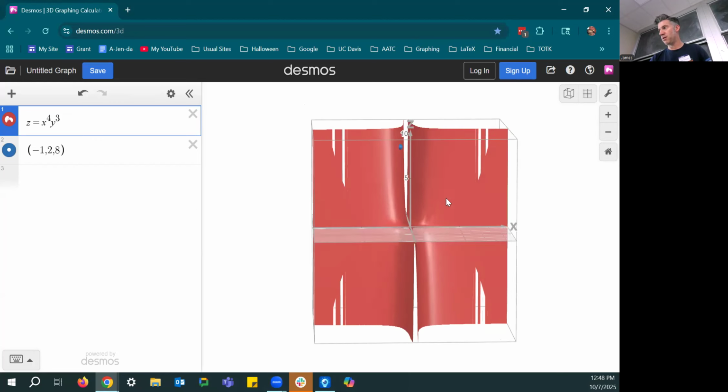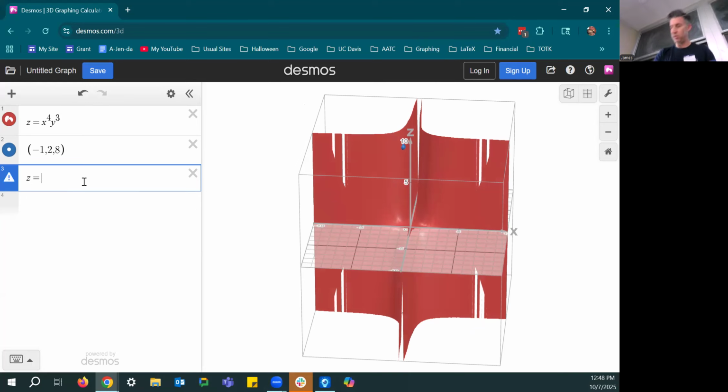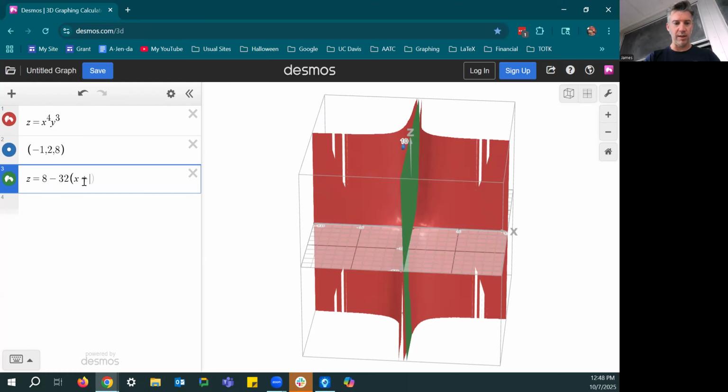And then we're going to draw the tangent plane. So our tangent plane, or linearization, was z equal to, right, I'm replacing the L of x y with z equal to 8 minus 32 times x plus 1. Whoops, not that. Plus 12 times y minus 2.